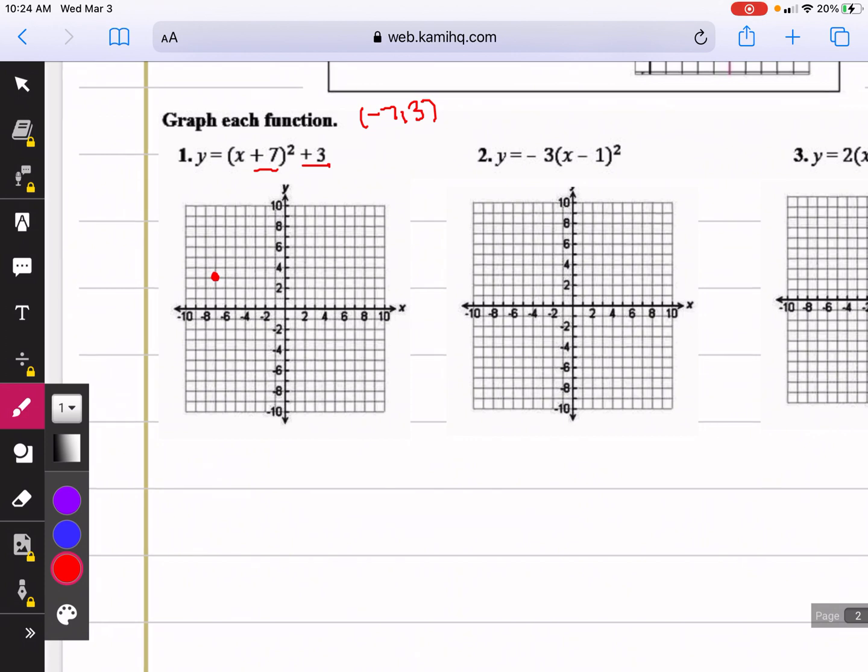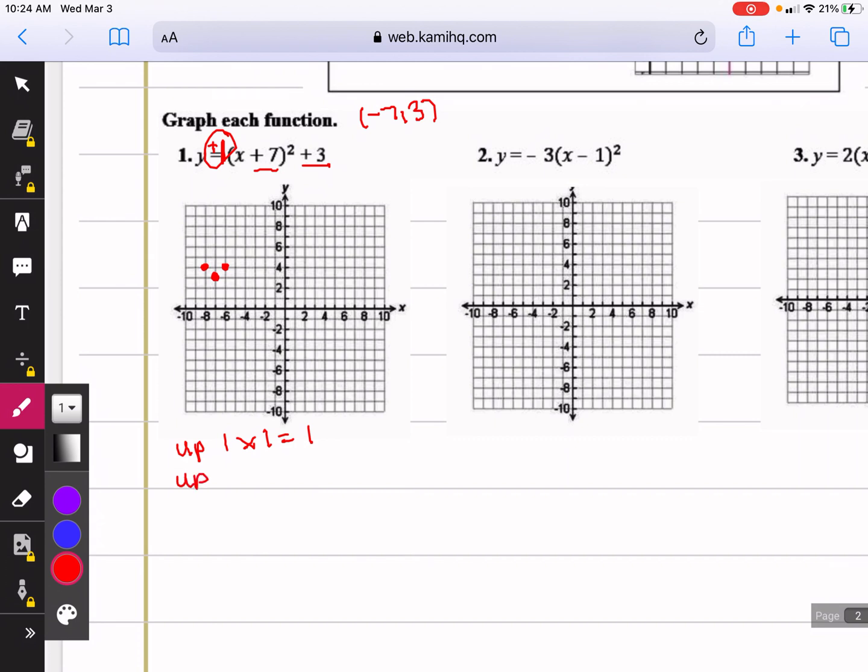And then from there, I'm going to use the 1, 3, 5 pattern. So I'm going to look at my a value. Here my a is an imaginary 1 and it's positive. So that means I'm going to go up 1 times 1 or 1 unit. So I'm going to go up 1, right 1. On the left, I do the same thing, up 1, left 1 from my vertex.